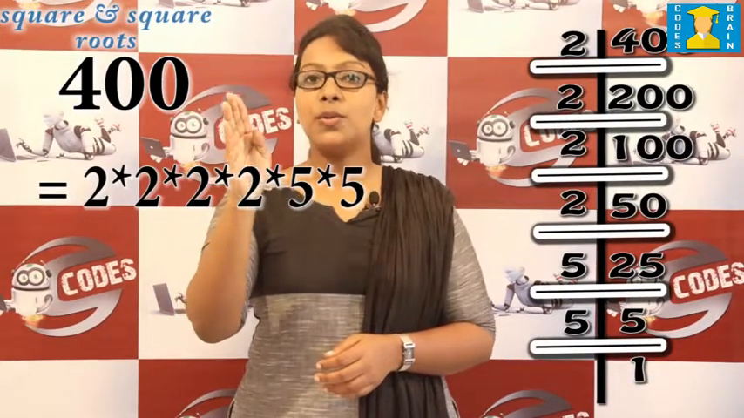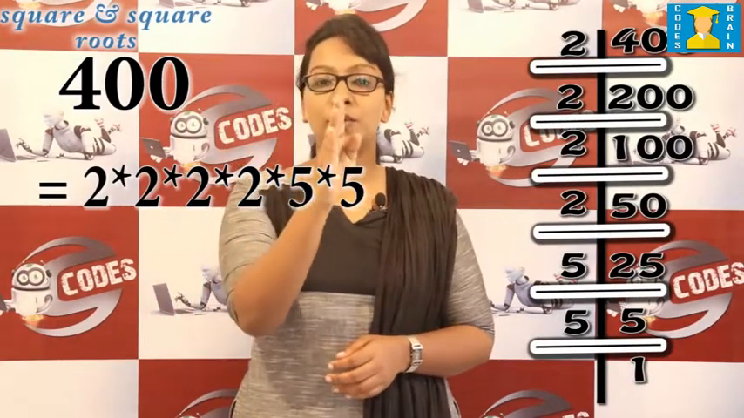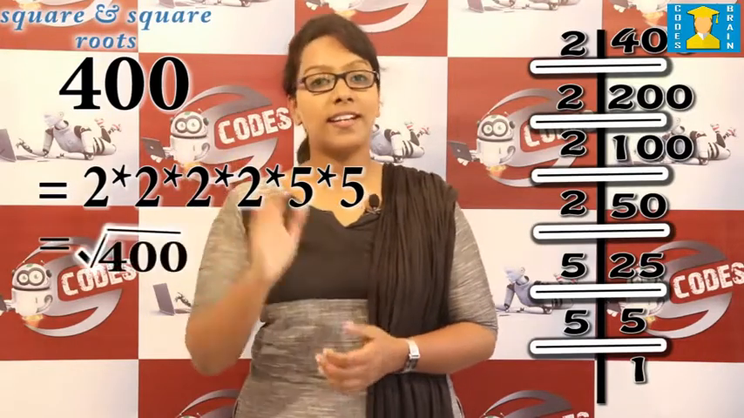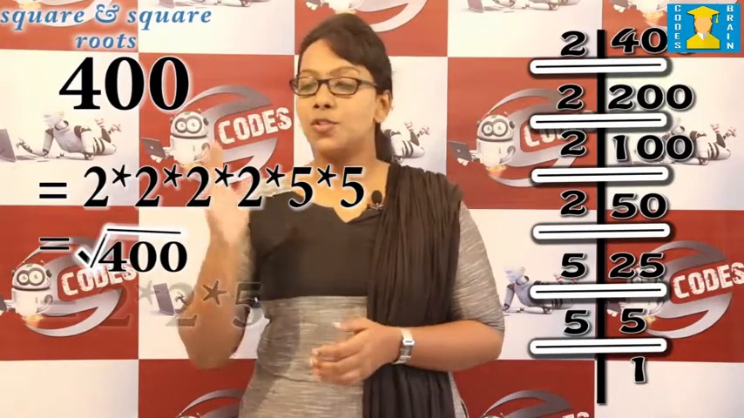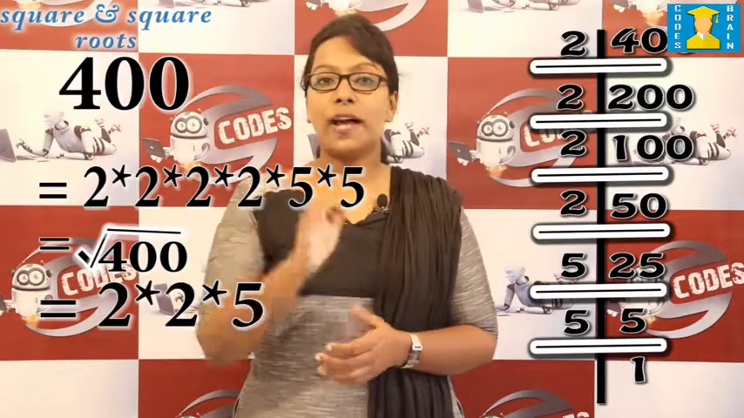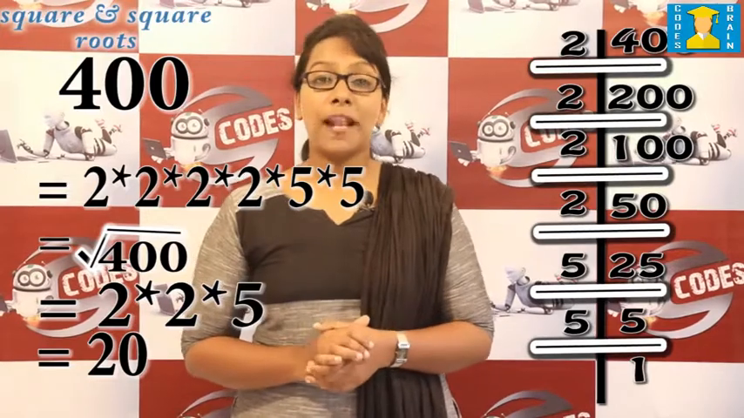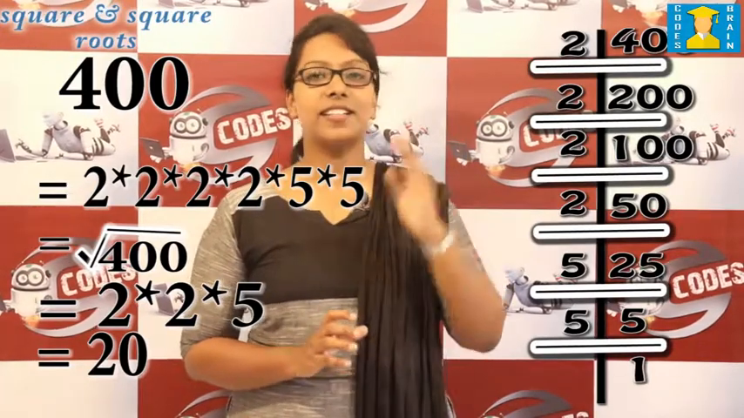Okay friends, let's see that through a simple example. Find the square root of 400. First find the prime factors, that will be 2 into 2 into 2 into 2 into 5 into 5. So root 400 will be 2 into 2 into 5. That will be 20. Friends, the prime factorization is shown here.